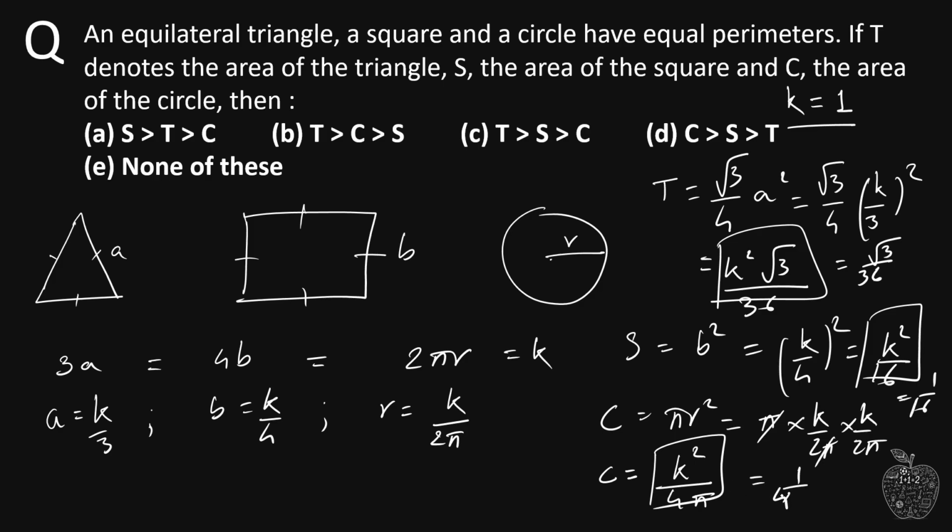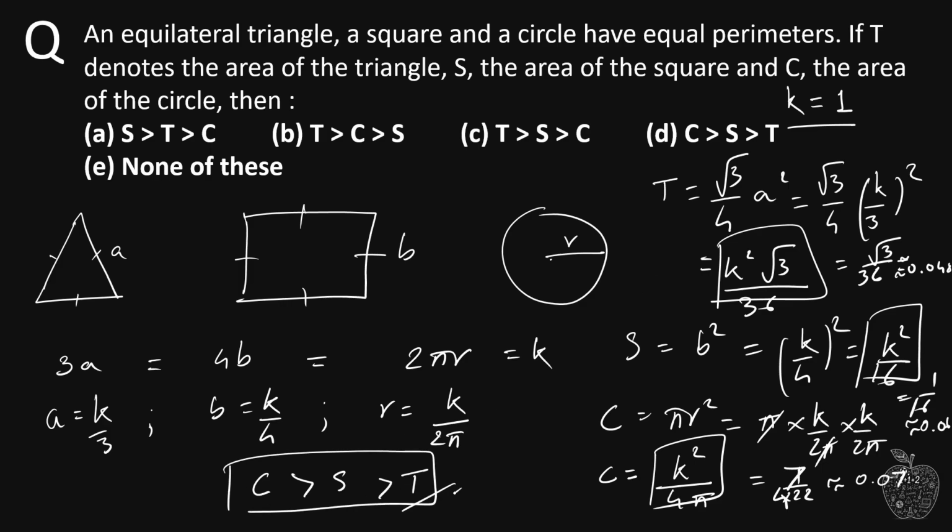And instead of pi, we'll write 22 divided by 7, and this 7 will go in the numerator. So we have C equal to 7 by 4 into 22. Now if we calculate this, root 3 by 36, we get something around 0.048. Okay, when we calculate 1 by 16, we get a value somewhere around 0.06, and when we calculate this thing, we'll get a value which is around 0.07. So we can clearly see here that C is greater than S and S is greater than T, and this is our required answer. C is greater than S and it is greater than T. So here option D is the correct one.